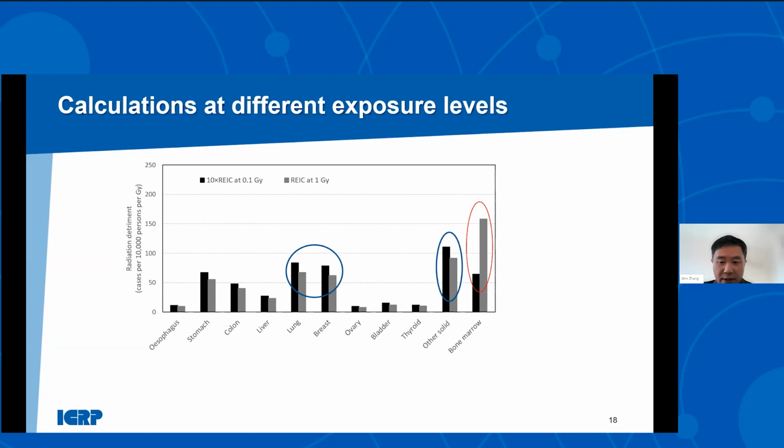For leukemia, detriment based on IEIC at 1 gray is approximately 2.5 times higher than the 10 times IEIC at 0.1 gray, shown in red circles. This is due to the effect of the quadratic term in the dose response model for leukemia, which is negligible if it was calculated at 0.1 gray.